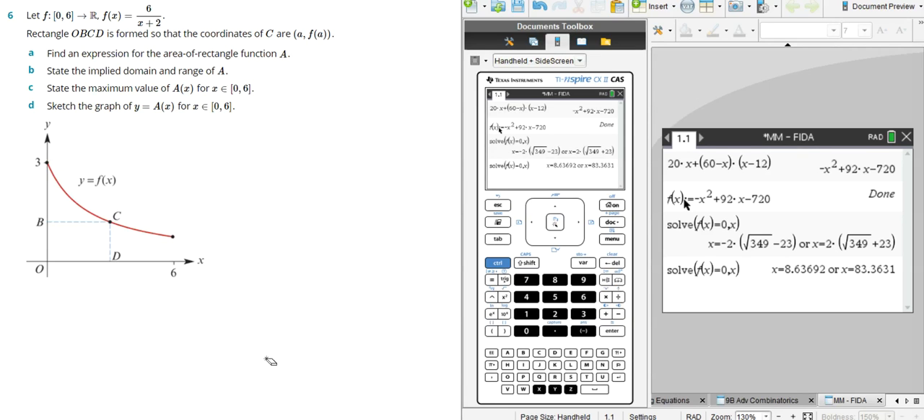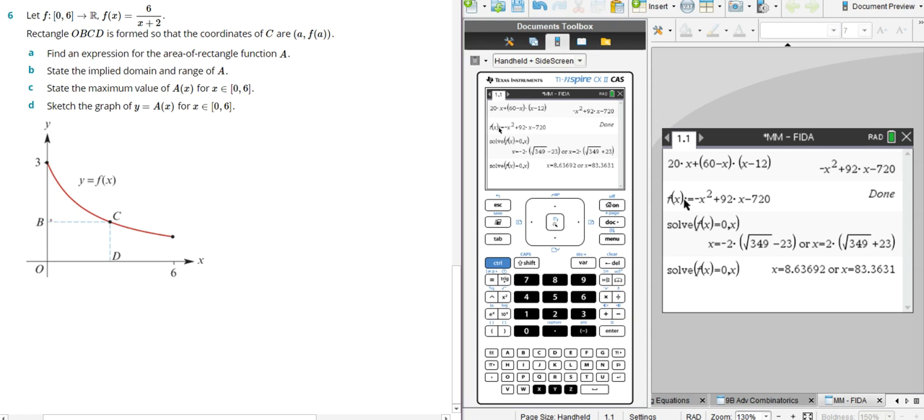Okay, so we're going to be looking at this question now. Find an expression for the area of rectangle function A. The function is given as f of x equals 6 over x plus 2, and it's sketched for us as well. This is the function of x. The domain for this function is 0 to 6. Let's find out the area of the rectangle.